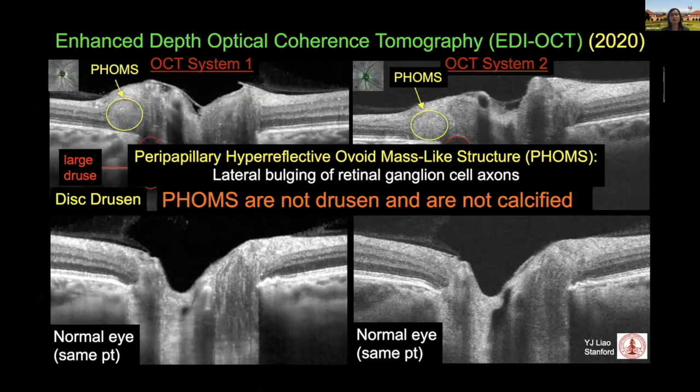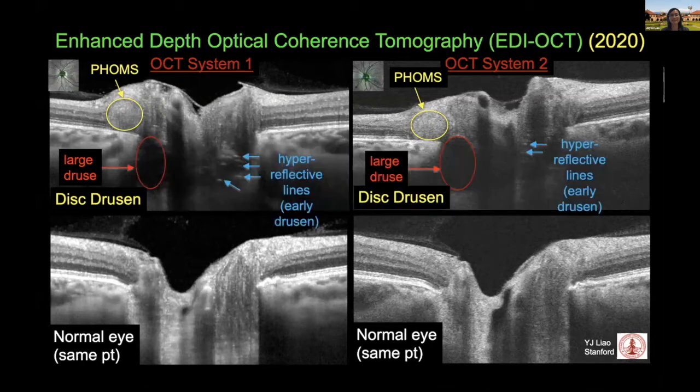There's also something called PHOMS, peripapillary hyperreflective ovoid mass-like structure, that Dr. Hammond talked about this morning. This is thought to be from lateral bulging of the retinal ganglion cell axons and can occur in conditions other than optic disc drusen. And PHOMS are not drusen and they're not calcified. So that's one of the questions that you'll see later on. In addition, there are hyperreflective lines that are often quite numerous and embedded within the unmyelinated portion of the optic nerve. And we've talked about this in the morning as well.